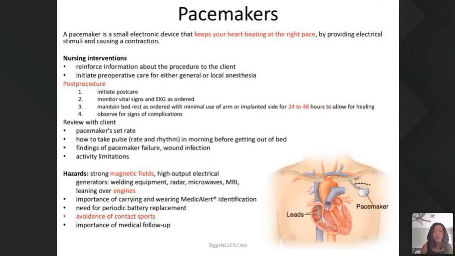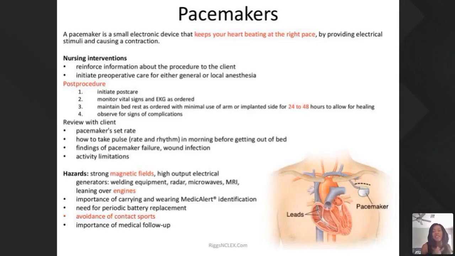So pacemakers keep your heart beating at a regular pace. Keep that in mind. They don't jump start the heart. Okay, so remember, pacemakers are made out of metal. So we're back to the MRI story. The magnetic field is an important teaching point for this client.